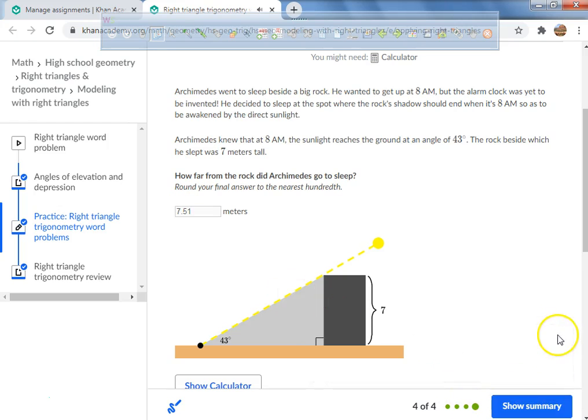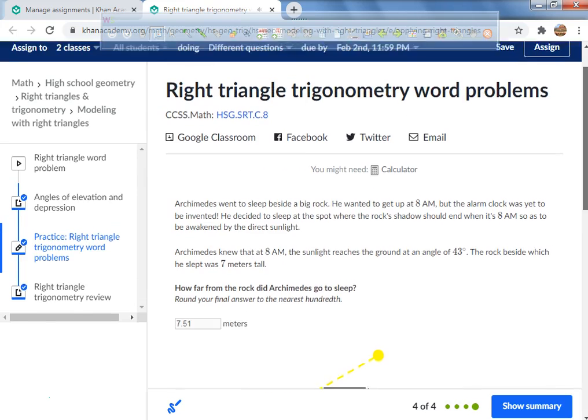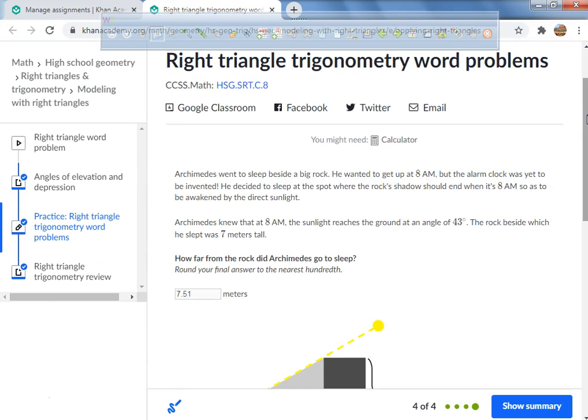Nailed it. That's all you got to do. So just read through it, just figure out what you're looking for, and solve it, and you'll be good to go.